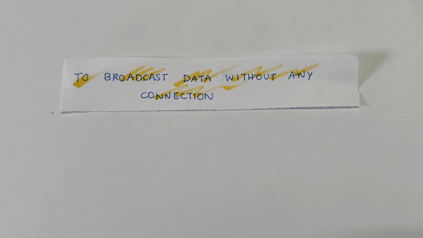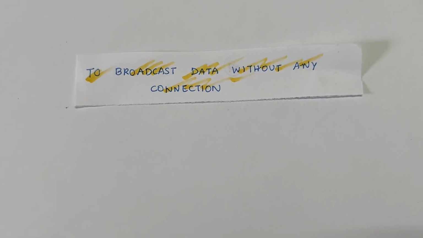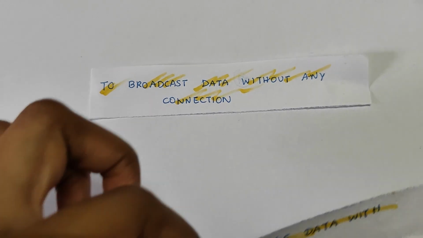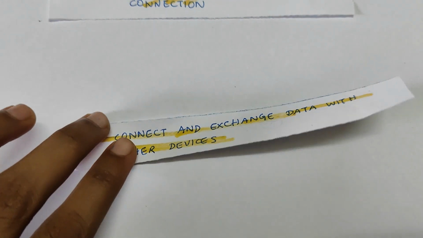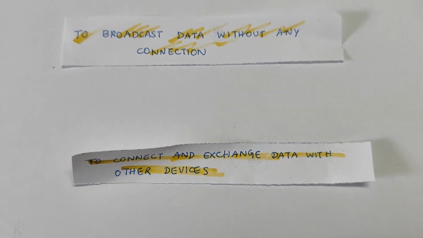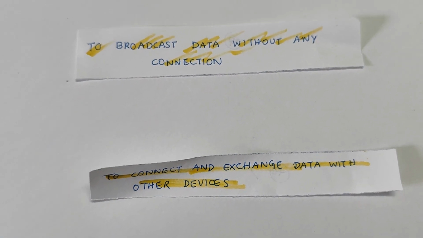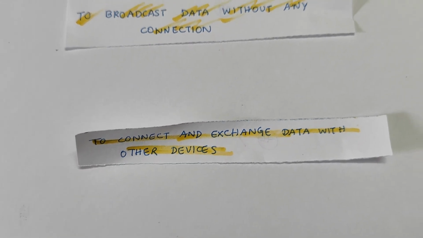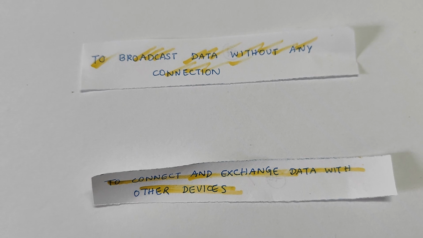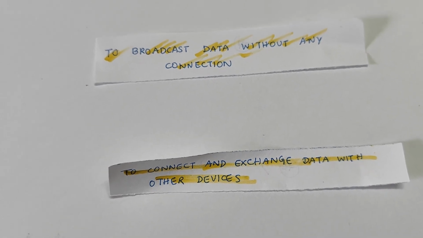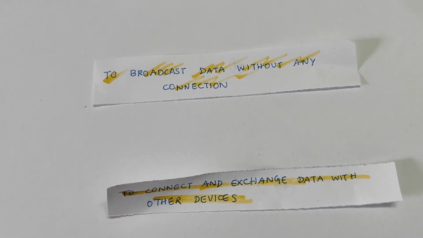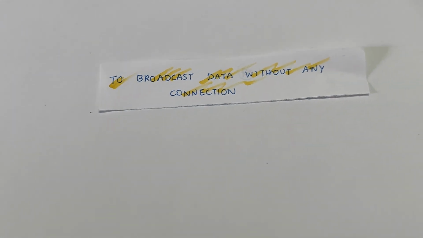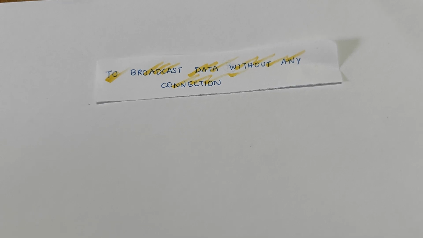There are two types of advertisements in BLE. The first one is to broadcast data without any connection, and the second one is to connect and exchange data with other devices. In the first type, there will be no connection, and in the second type, the two devices which want to talk to each other will be connected. Let's go through each of these in detail. First, we will see broadcasting data without any connection.